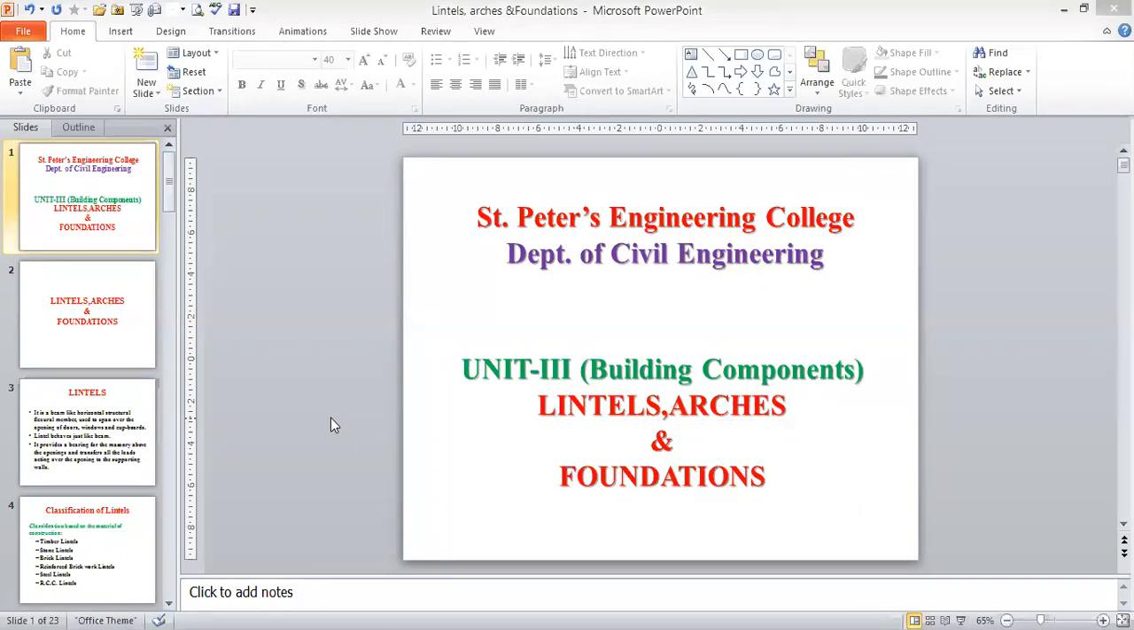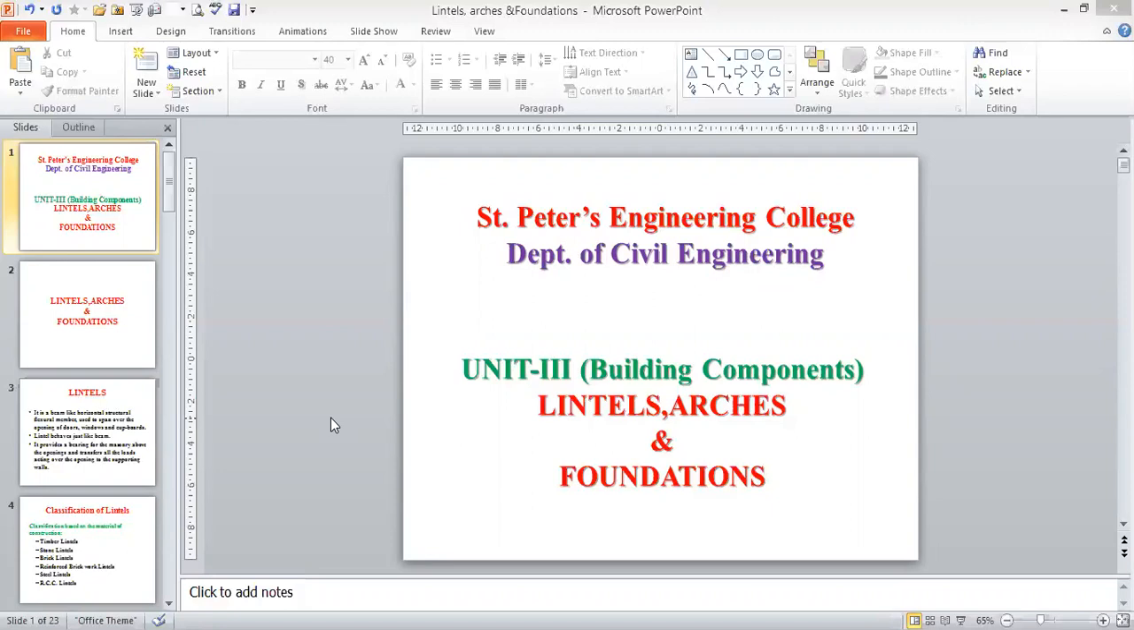In building components, we are going to be discussing lintels, arches, foundations, doors, windows, staircases, types of floors, and damp-proof floors. These are the complete topics we are going to be covering in building components.